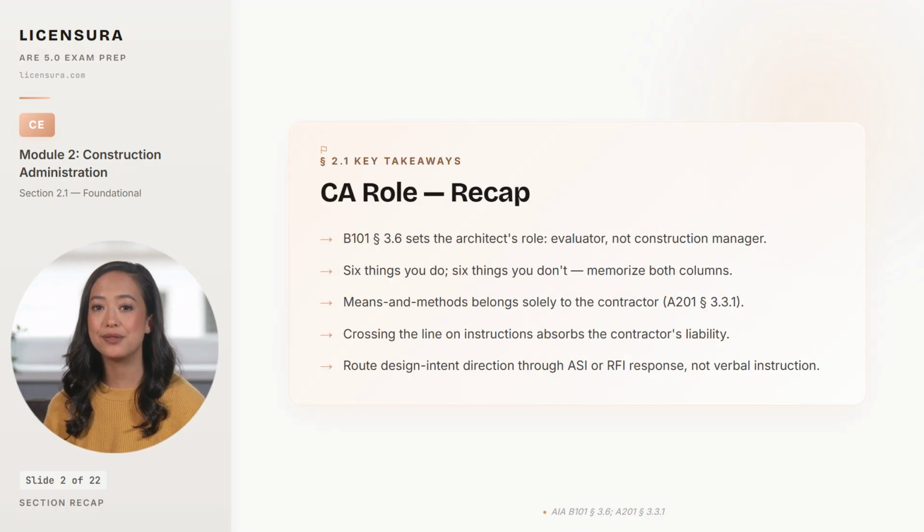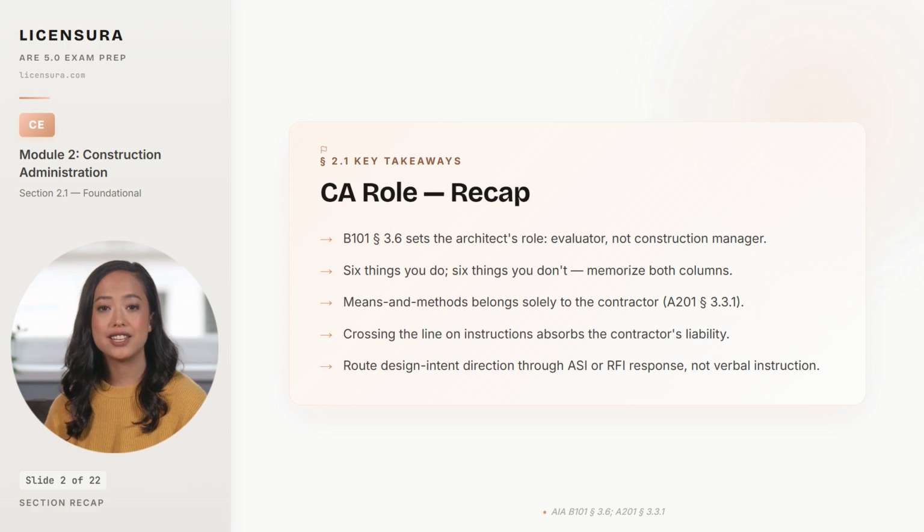5 takeaways. The CA phase, under B101 Section 3.6, makes you an evaluator of work in place, not a construction manager. 6 things you do: observe, review submittals, interpret, recommend rejection, certify payment, issue completion certificates, and 6 things you absolutely do not do, including supervising, directing, and guaranteeing. The means and methods firewall under A201 Section 3.3.1 is what holds the line. Everything about how the contractor builds belongs to the contractor.